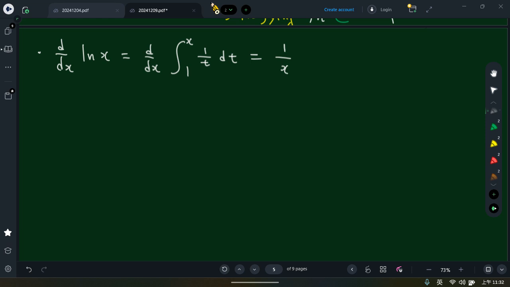So you can see we just apply the fundamental theorem of calculus again, right? We integrate 1 over t, but differentiate immediately. So the result is 1 over x. So please just keep this in your mind.